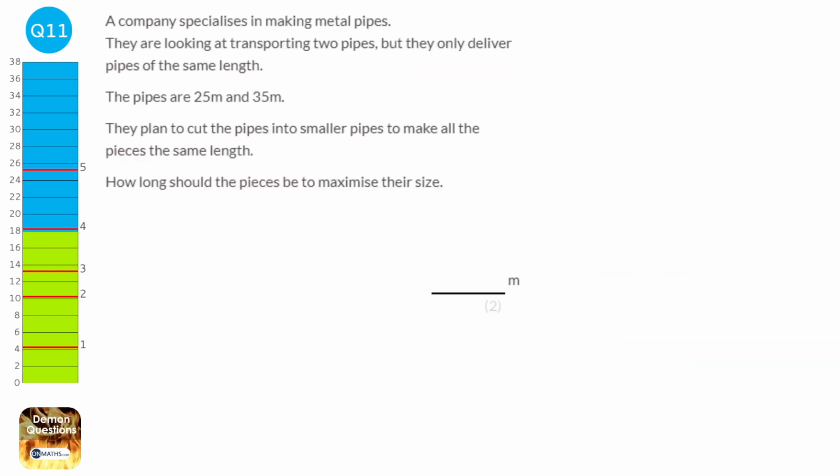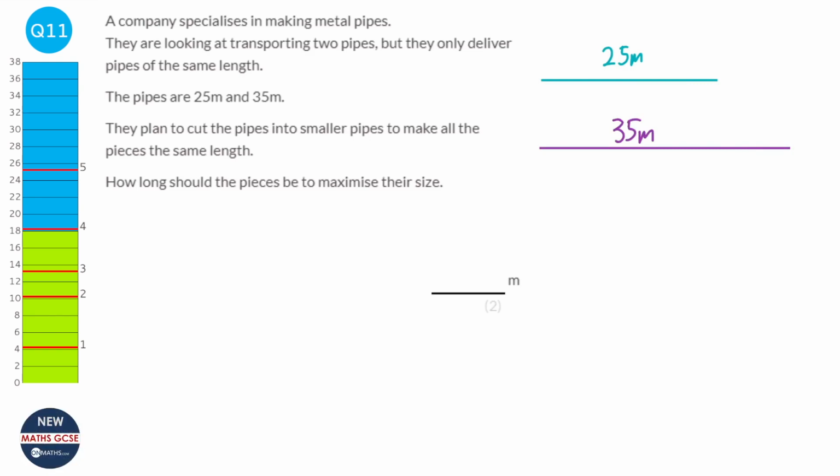So if we imagine we've got the 25-meter pipe here, and we've got the 35-meter pipe here, the question's basically asking us what can we cut all these pipes into, and they all have to be the same length, that will fit with the 25-meter and the 35-meter. And essentially what this question is asking is, what is the highest common factor of 25 and 35?